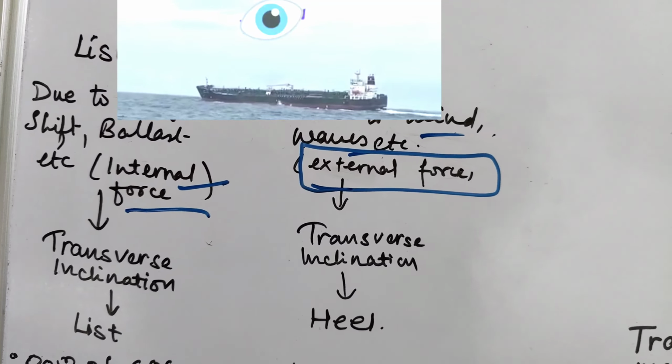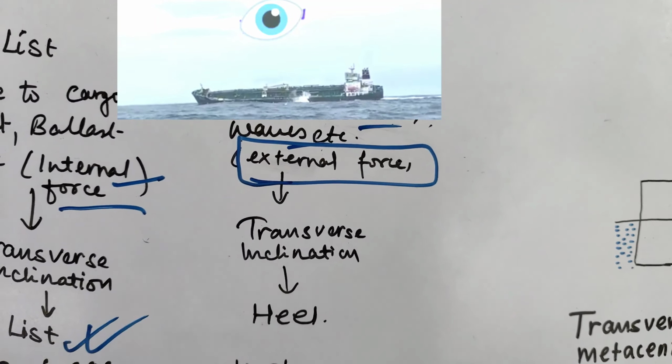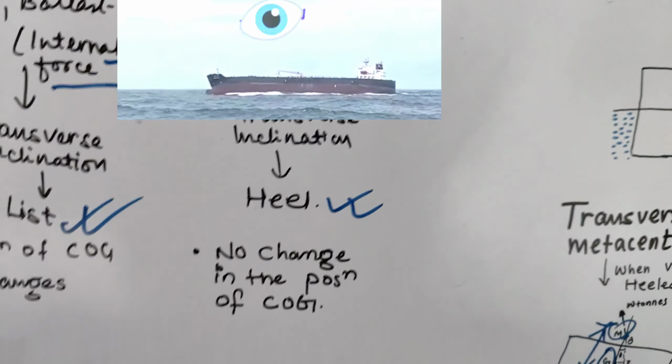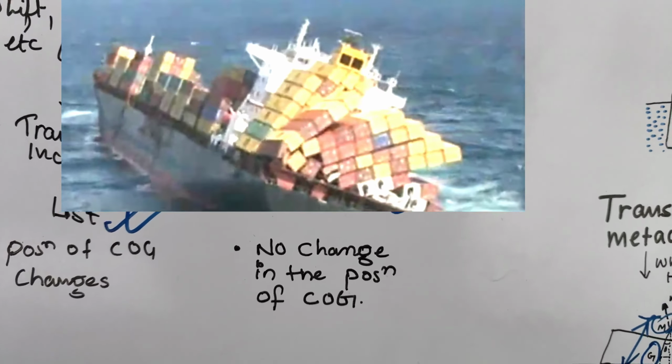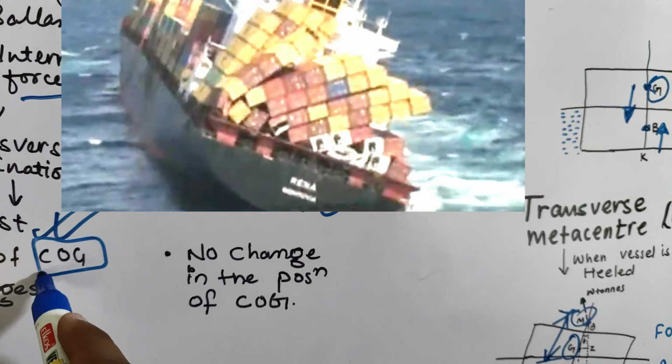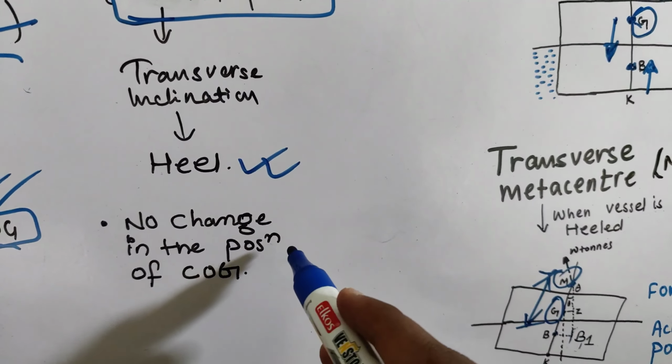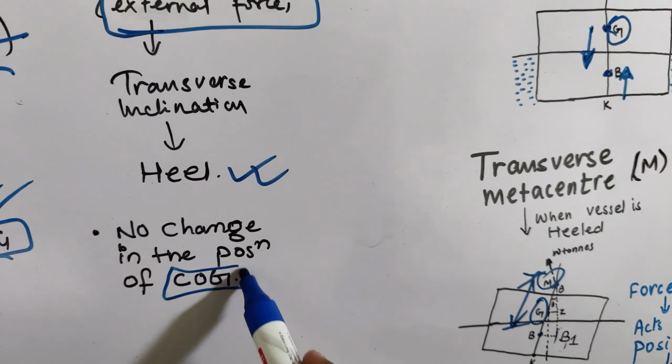Transverse inclination due to internal forces is known as list, and transverse inclination due to external forces is known as heel. In list there is a change in the position of the center of gravity, and there is no change in the position of the center of gravity in case of heel.